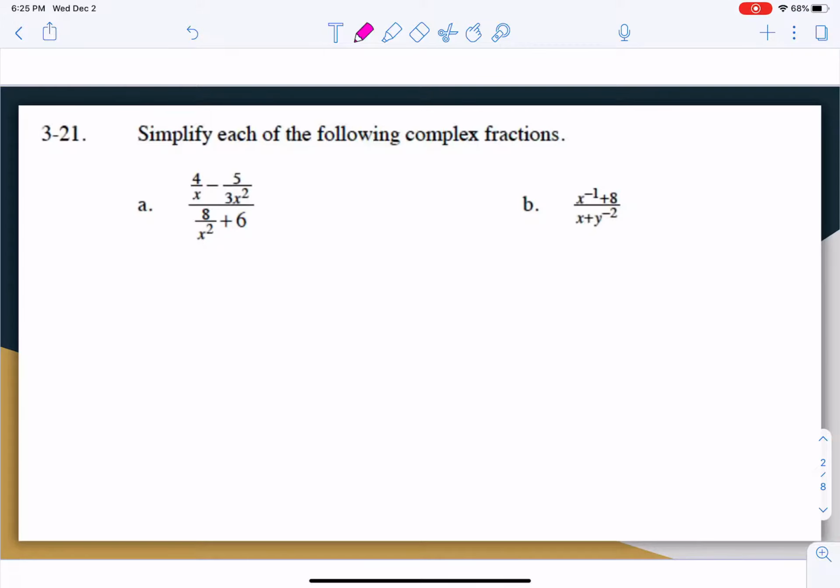One of the things that I can do is multiply by a big 1. So if I start to look for common denominators, 3x squared and x squared and 1 all have a common denominator of 3x squared. So I can multiply the numerator and the denominator by 3x squared. I'm multiplying by a big 1.